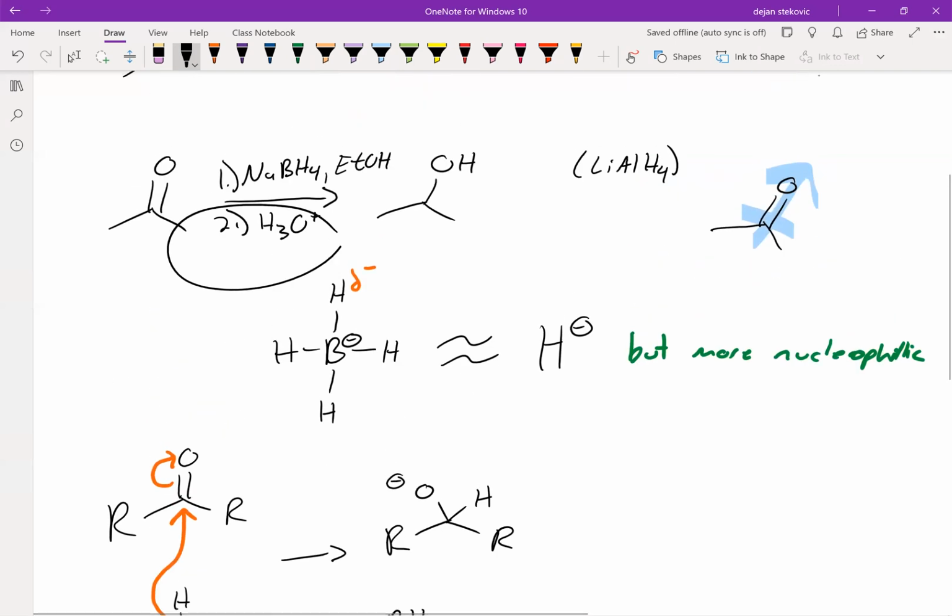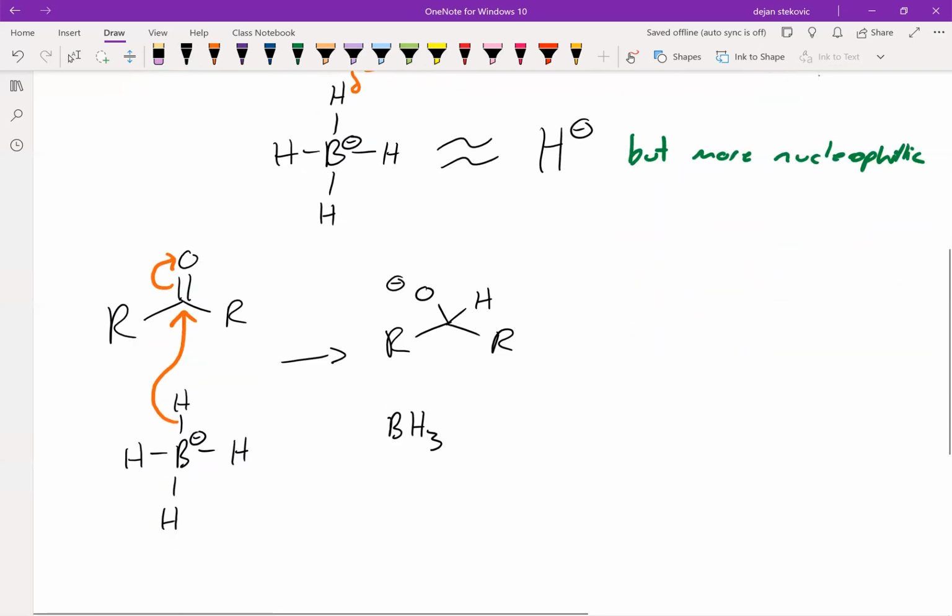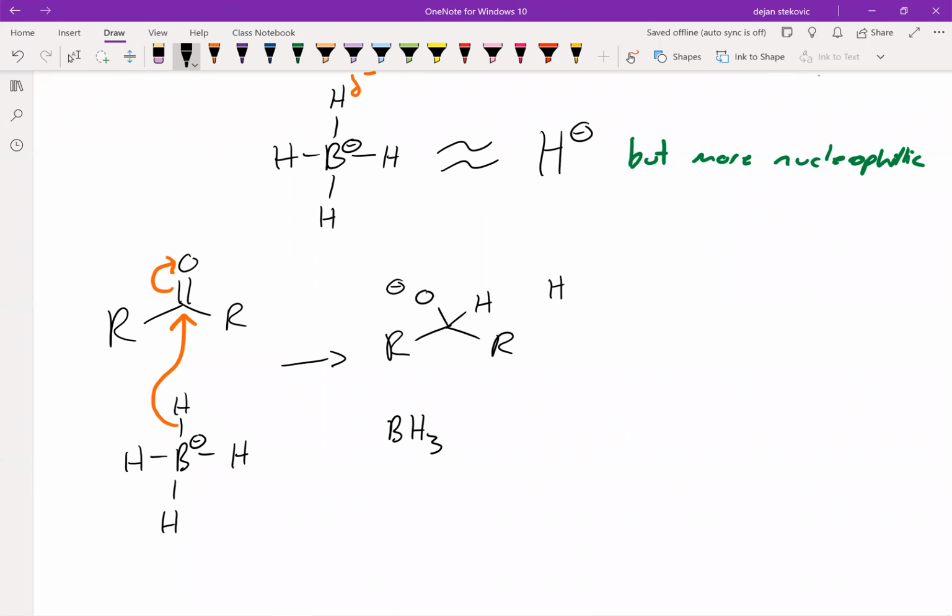After that, the second step is to just add some acid, and that's just to reprotonate our alkoxide. And then we get our alcohol. I've omitted the hydrogen here. This is going to be a racemic reaction, so you're not going to get any R or S preferences. You're going to get a mixture of both.